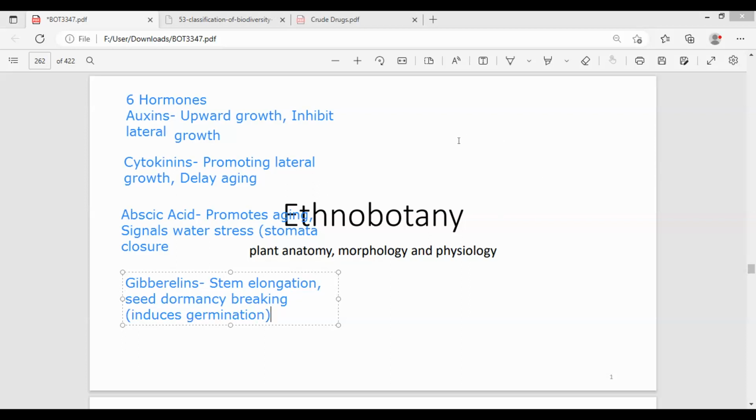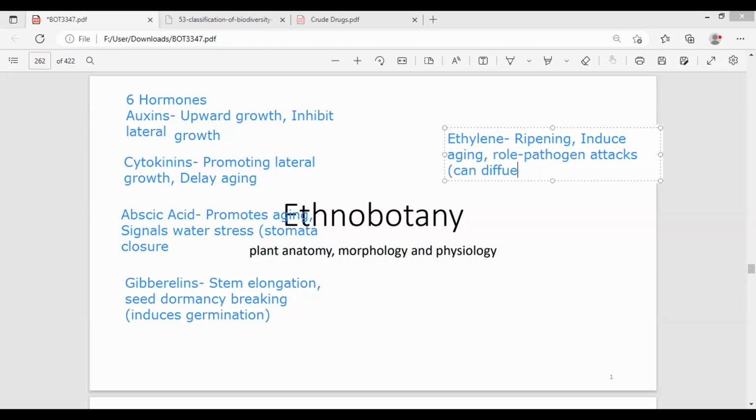Next, we look at the ethylene. Ethylene, number 1, we said ripening, and also they induce aging. Remember, the other word for aging is senescence. They induce aging, but also have a role in pathogen attacks. It can diffuse from one plant to the other to signal the attack.